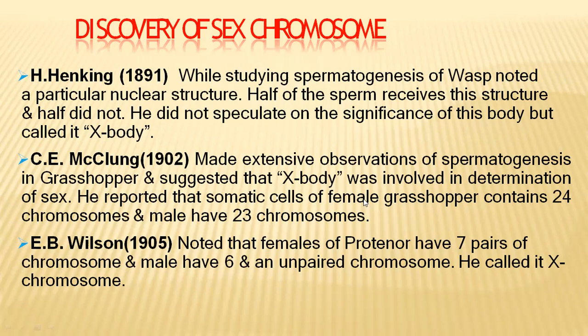He also reported that somatic cells of female grasshoppers contain 24 chromosomes, while somatic cells of males have 23 chromosomes. And E.B. Wilson in 1905 was conducting experiments on females of Protenor. He observed 7 pairs of chromosomes in these females, whereas males had only 6. Apart from 6 paired chromosomes, 1 unpaired chromosome was discovered in male Protenor animals, and he called that unpaired chromosome the X chromosome.